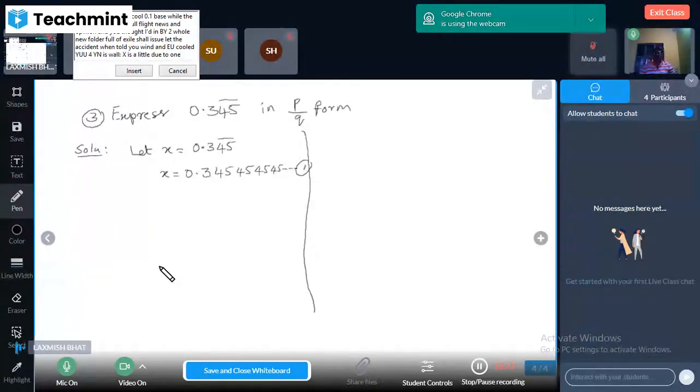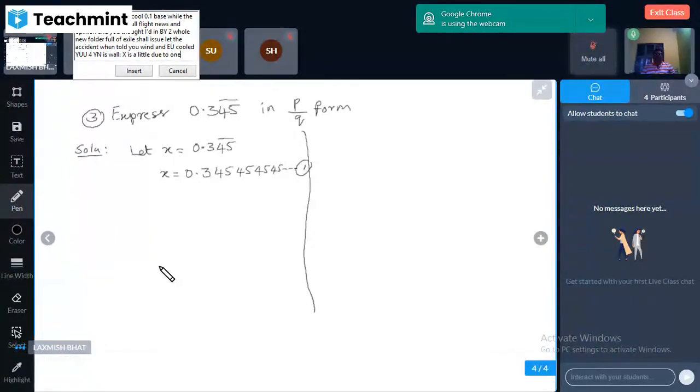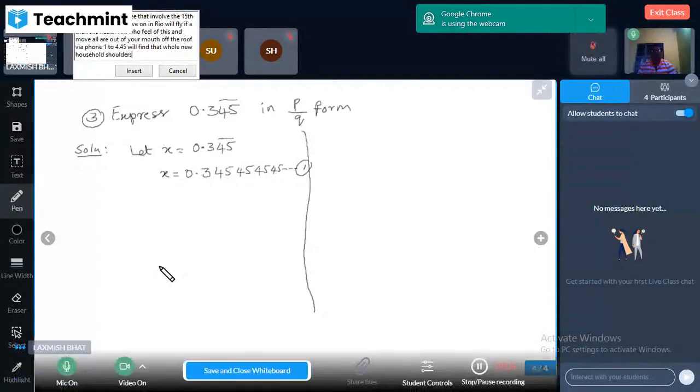Now look into the decimal part of the given number. Here 3 is not repeating, only 4545 is repeating. So we have to solve this problem in 2 steps. First we have to multiply equation number 1 by 10. So multiply equation number 1 by 10.